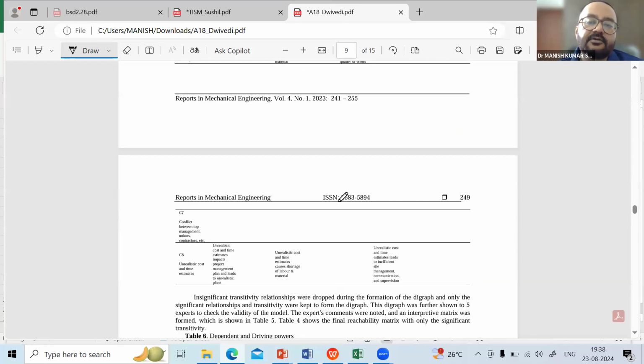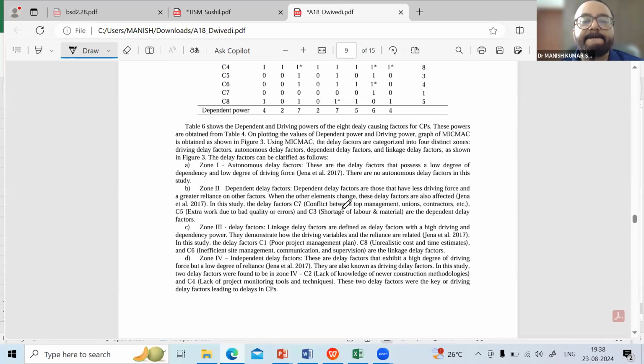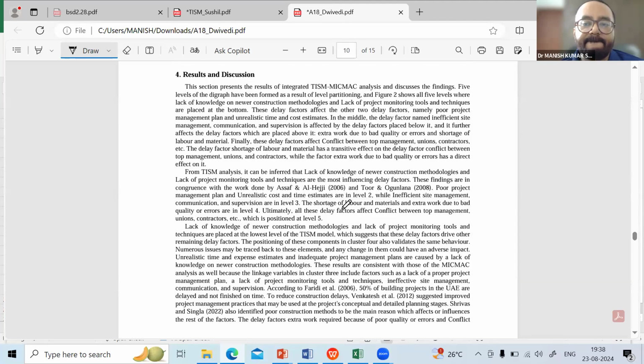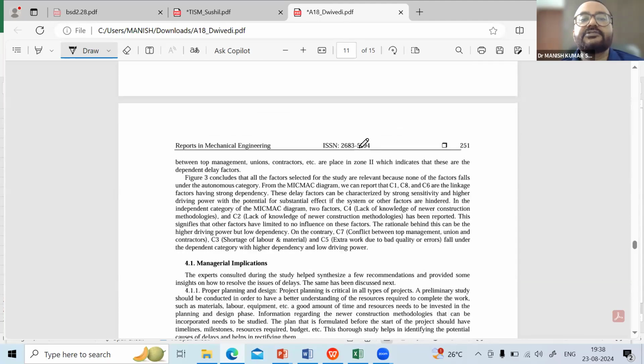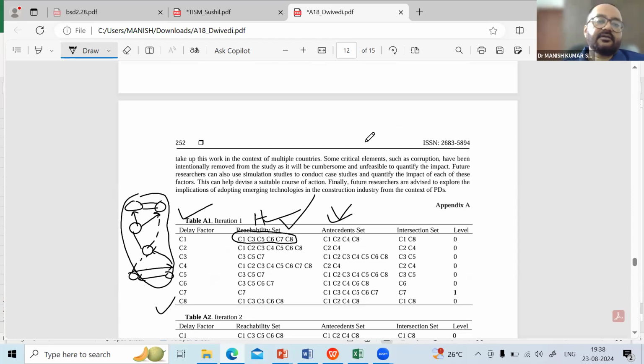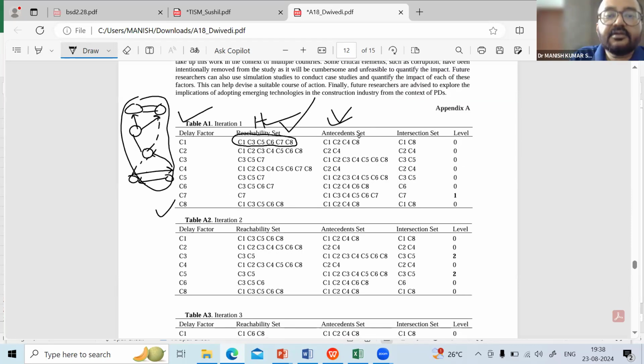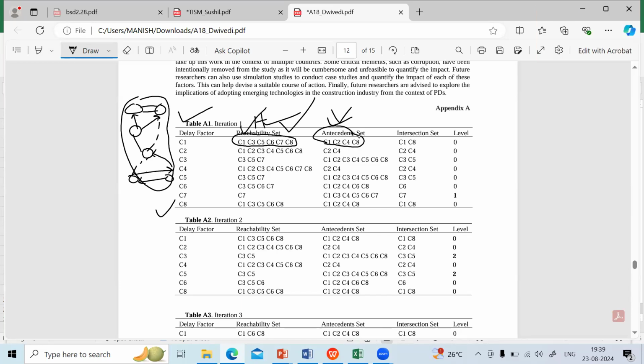Column of this. Got it? C1, C2, C4, C8. Are you there with me? Yes, yes. So now the reachable matrix is done and the antecedent set is done. So these are all members of all these sets.